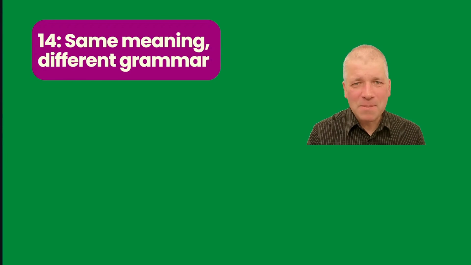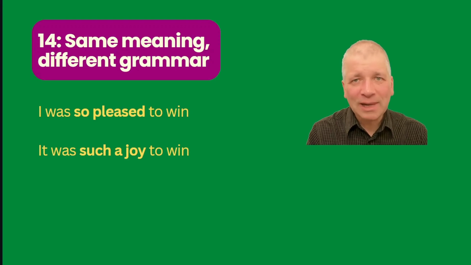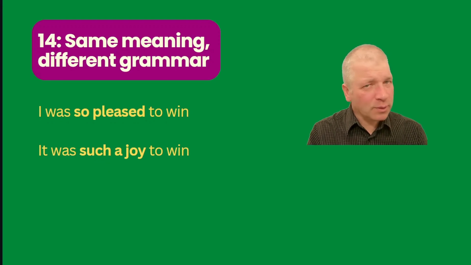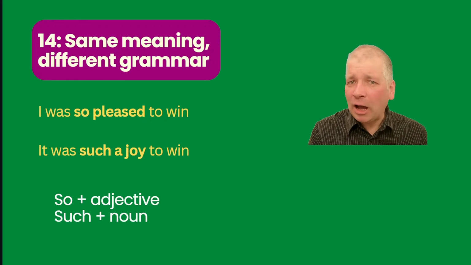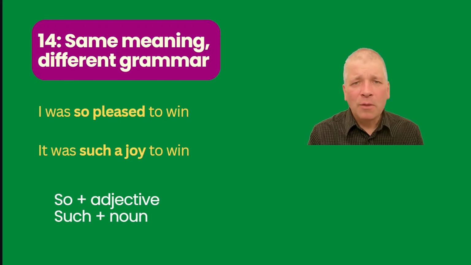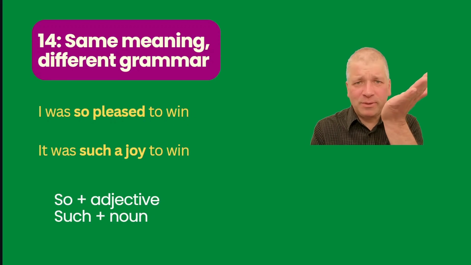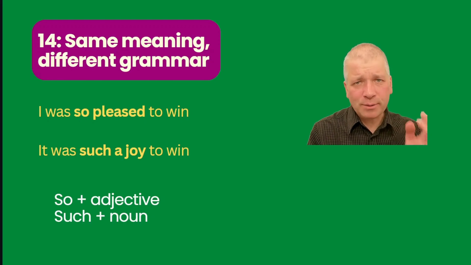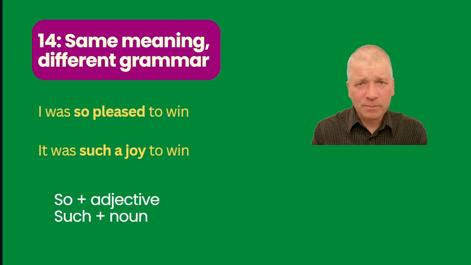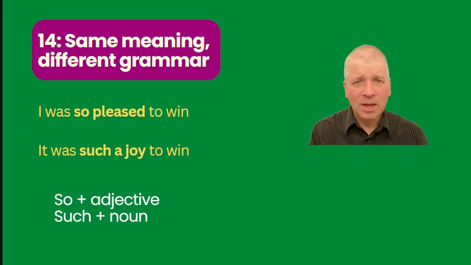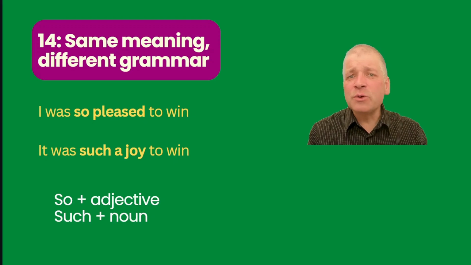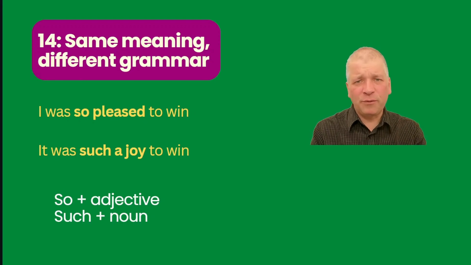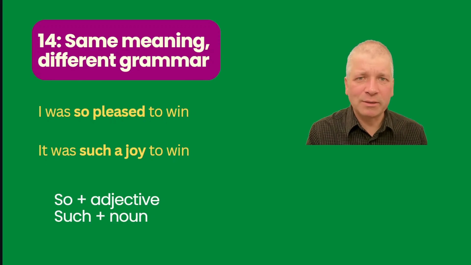14. Same meaning, different grammar. I was so pleased to win. It was such a joy to win. Here, "so" and "such" have the same meaning. They're indicating a great amount, but they have different grammar. "So" is followed by the adjective "pleased", but "such" is followed by the noun. And there are certain words which have the same meaning as each other, but they're used in different grammatical ways. Advanced learners need to know about this.